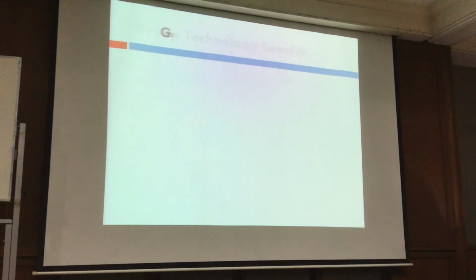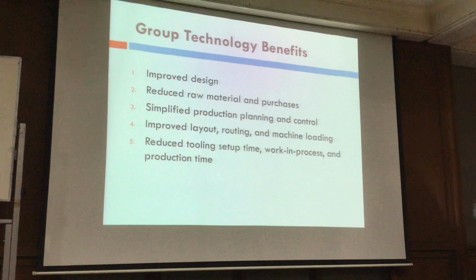So this is the benefit, as I mentioned, right? It reduces the raw material and purchasing because you can use some of them as substitutes if you have the same group, and also, as I mentioned about the production, right? It's much easier because it can improve the layout, the routing, the machine loading, or material handling things, right?